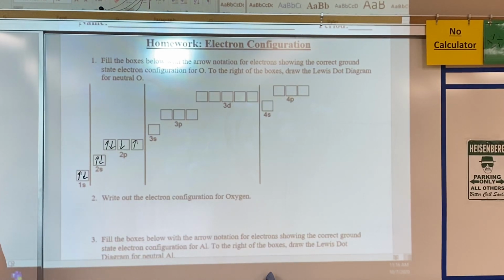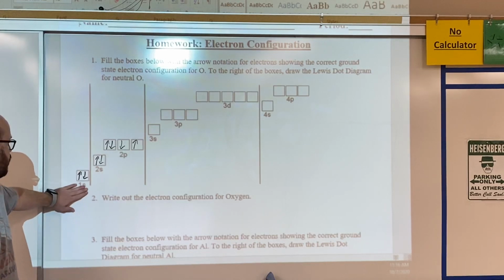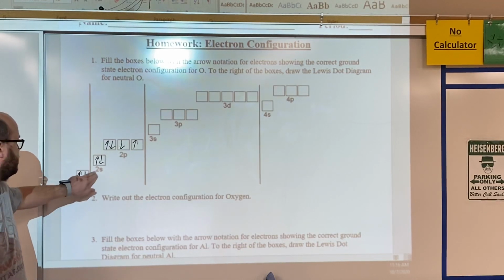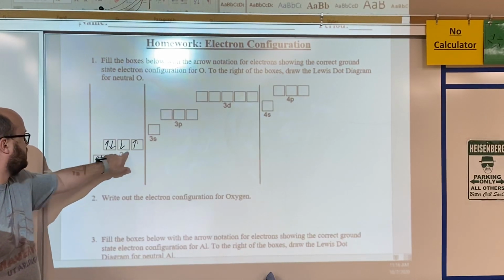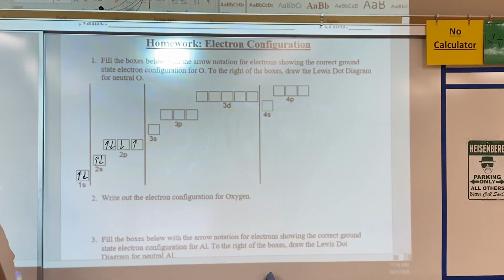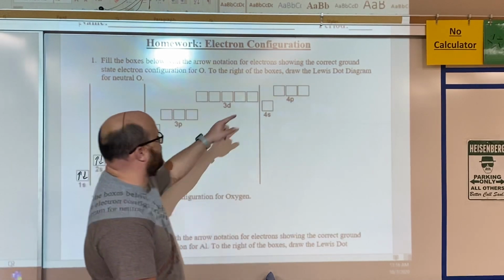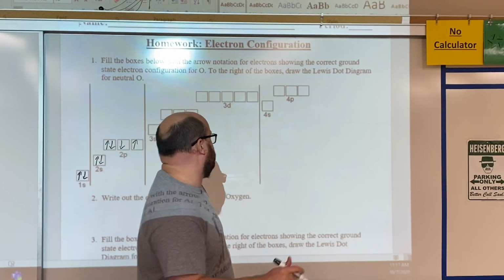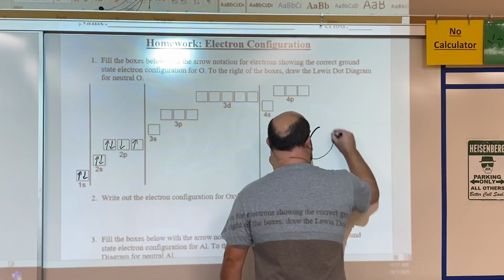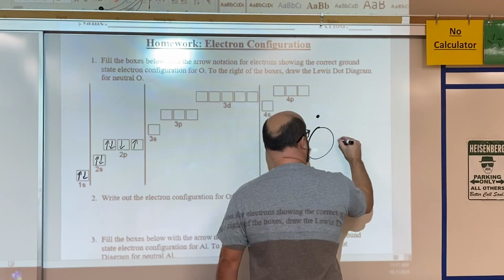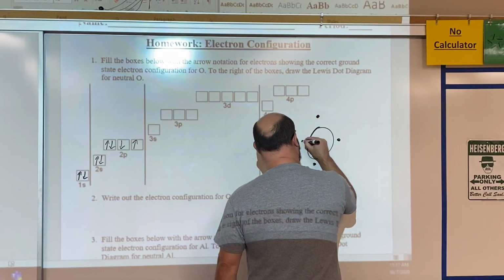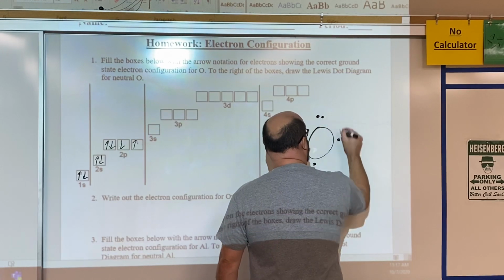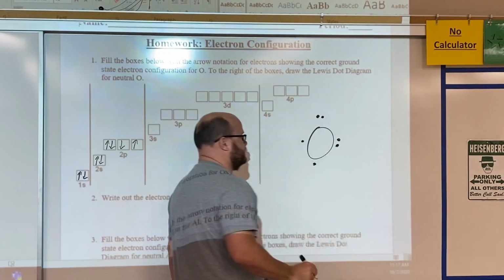How many valence electrons do you say? Well, the 1 energy level is completely full. The 2, we've got 6 valence electrons. So when it says to draw the Lewis dot diagram, as we saw in the other video, we're just going to go 1, 2, 3, 4, 5, 6.